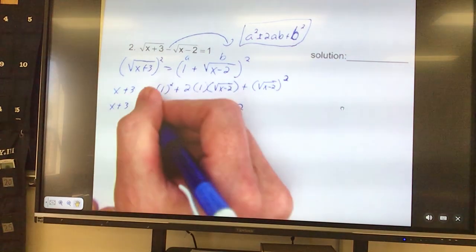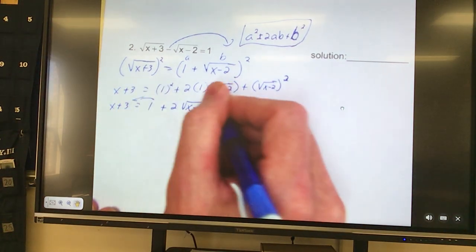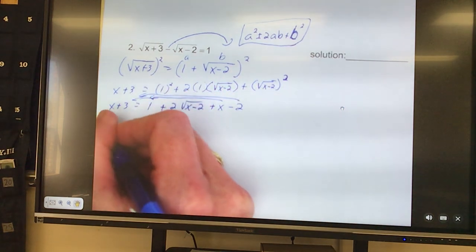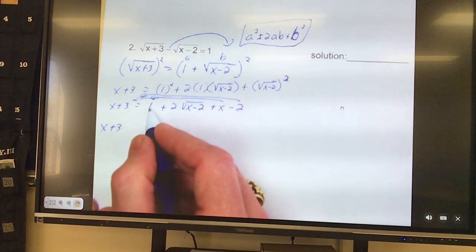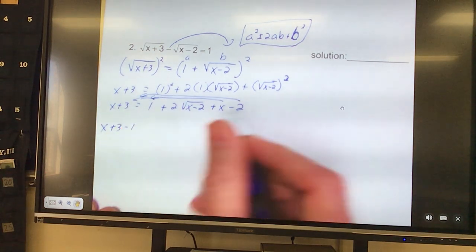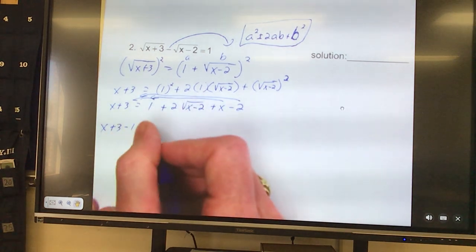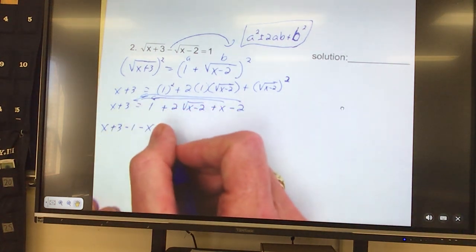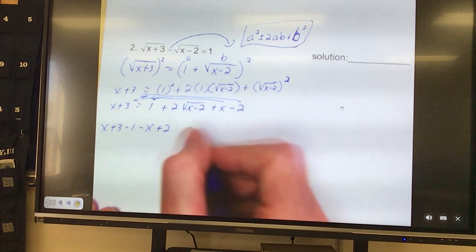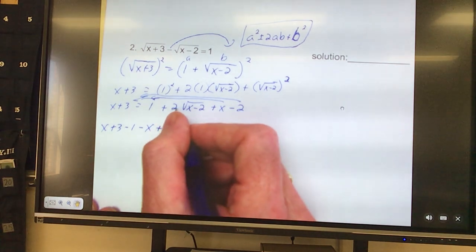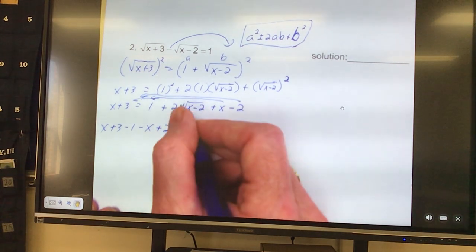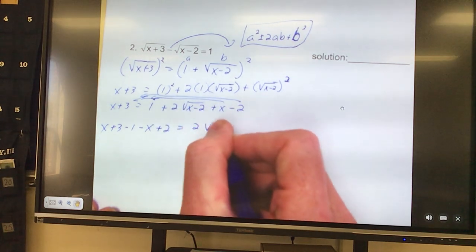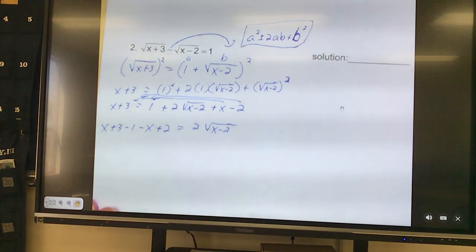So I'm going to move this across, move this across, and move this across. So I have x plus 3. I brought the 1 across, it becomes a minus 1. I brought the x across, becomes a minus x. I brought the negative 2 across, it becomes a plus 2. Equals, I can't move that 2 because it's linked with the square root, because it's multiplied. 2 square root x minus 2 has to be left on this side.